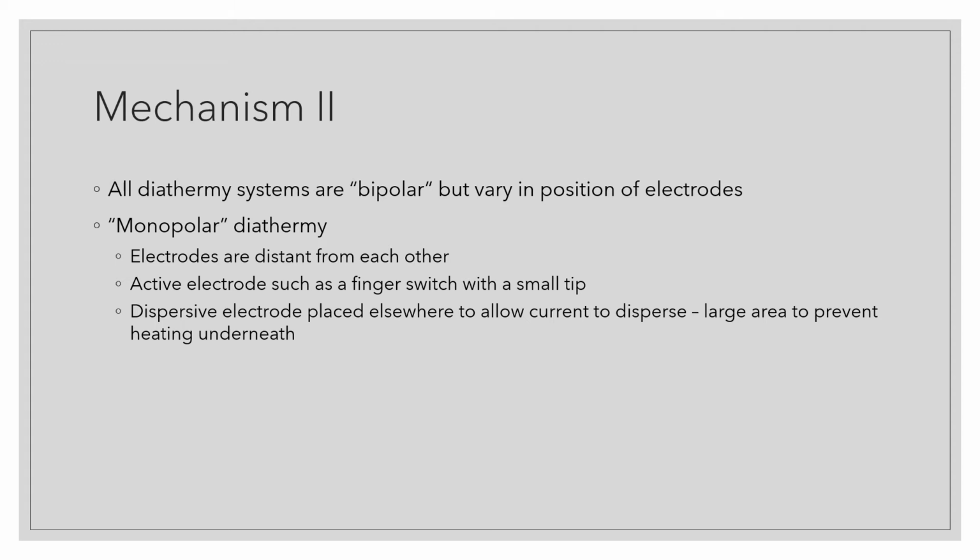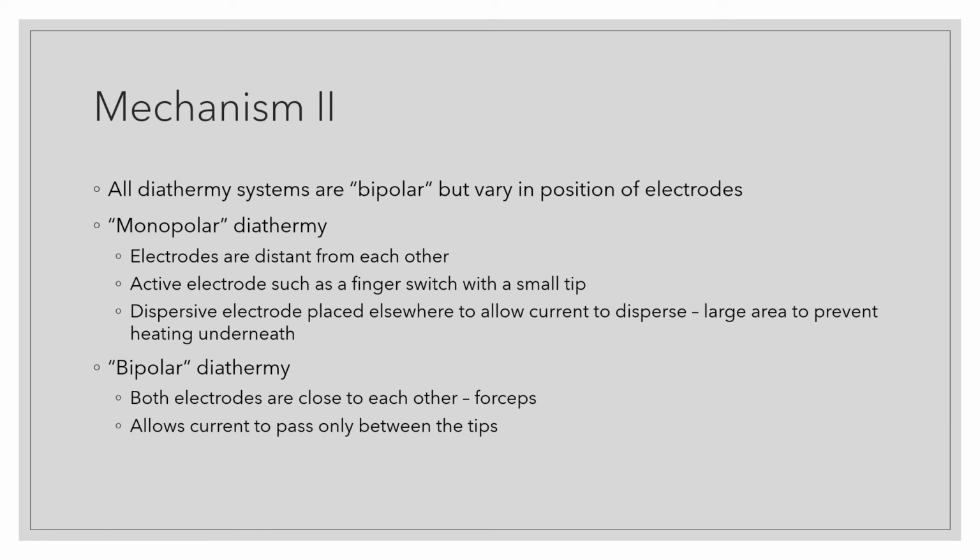and then there's a dispersive electrode placed elsewhere on the patient, and effectively the current flows through the small tip, which concentrates that current into a very small area, causing the increase in temperature, and then that current is dispersed over a much larger area with a large sticky pad electrode, usually on the patient's back, to prevent any burns underneath that electrode.